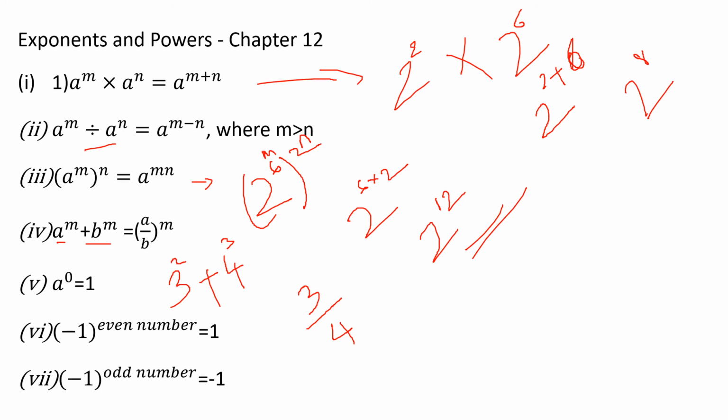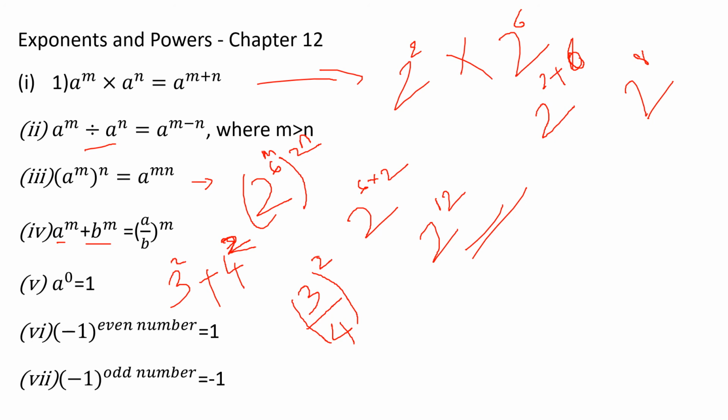Sorry, 4 power 2, right? Here the powers are the same and the integers are different. 3 and 4 are different, so A is 3 and B is 4, but the powers are the same. So we'll write 3 by 4 the whole power 2.